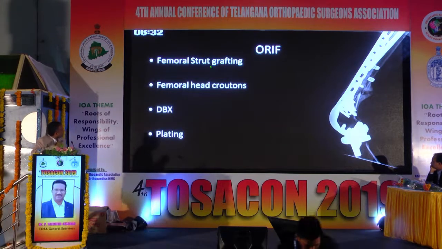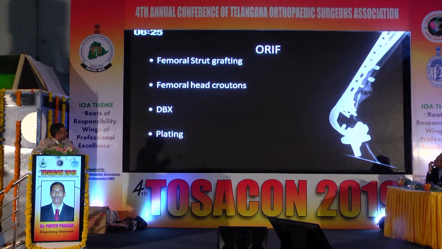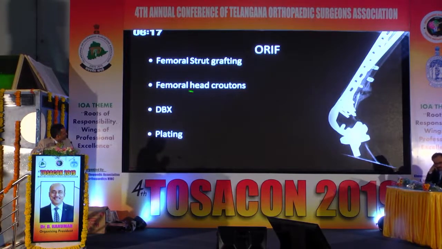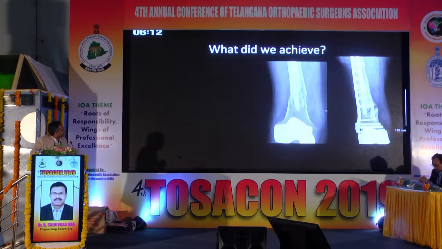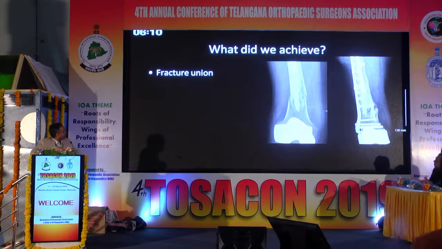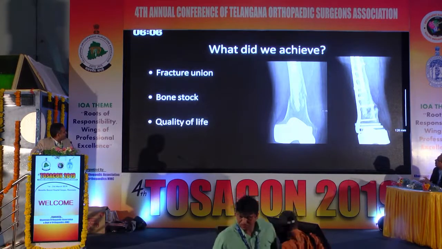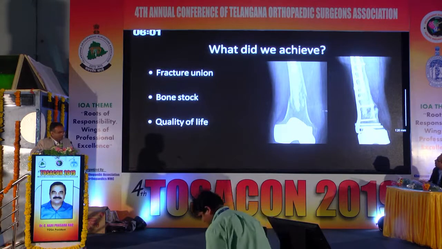So what was done here was an anterior femoral strut. We used femoral head, used a bone mill, and got the femoral head croutons, used a DBX, and did a plating. All this callus is from the femoral head croutons. So what did we achieve here? We achieved fracture union. We achieved bone stock in an osteopenic patient, and she was able to get back to her earlier quality of life.